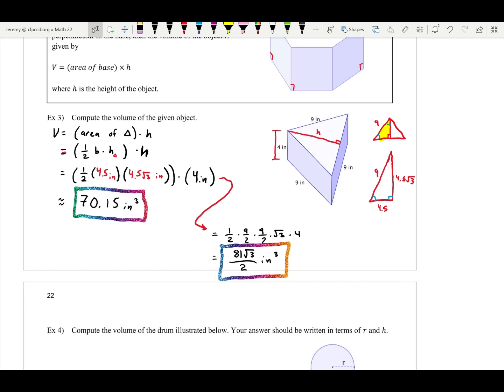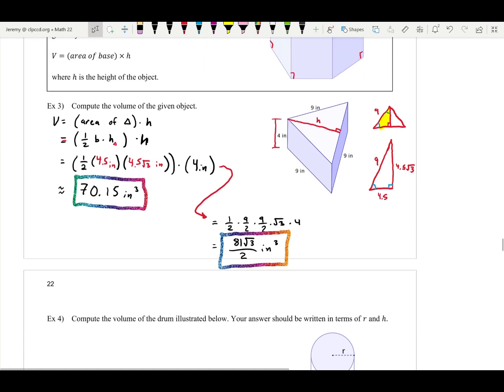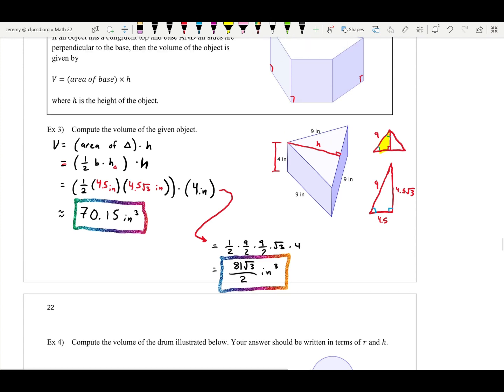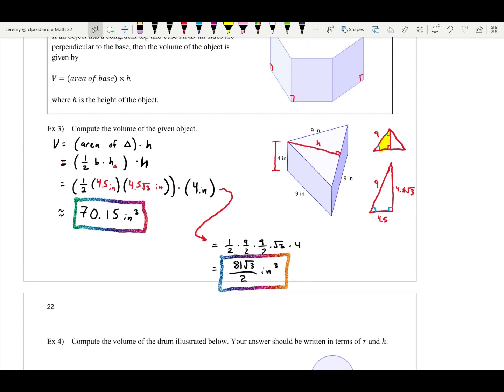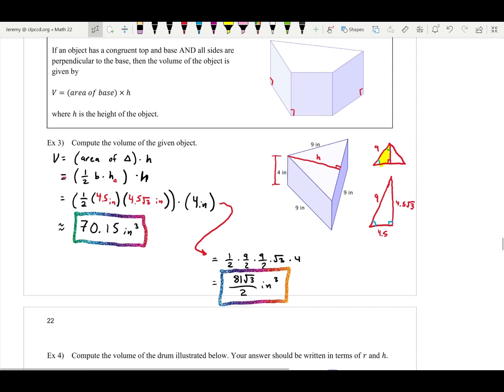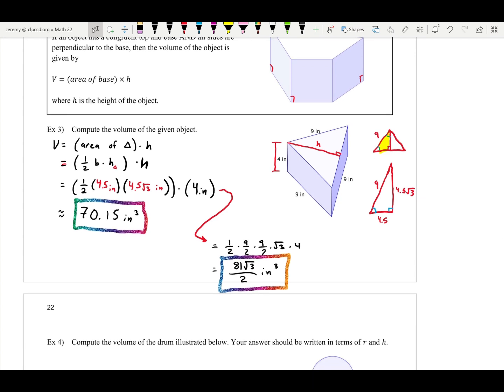But on a quiz or a test, I am totally flexible. Really, I would be happy with either of these answers, as long as you show these clear steps leading up to that answer. Okay, so overall, all that we did here is we found the area of the base, which was triangular, multiplied it by the height, and we got the entire volume. We just had to use some tricks to find the area of that base.